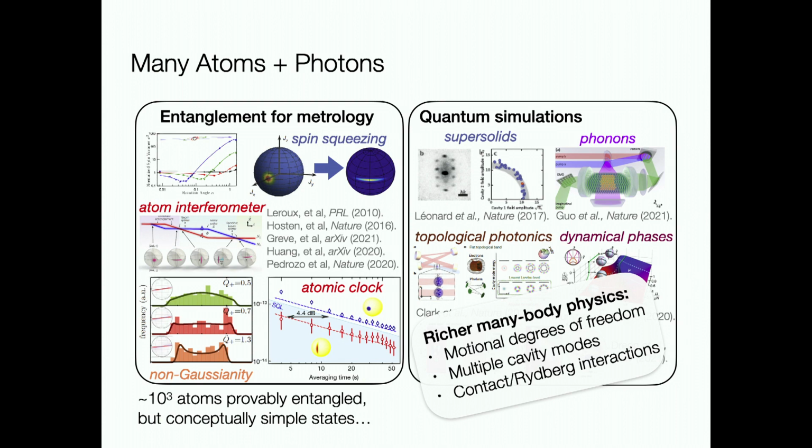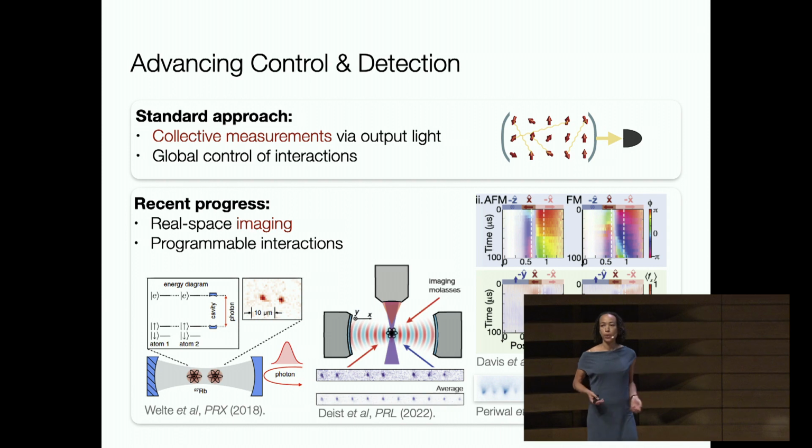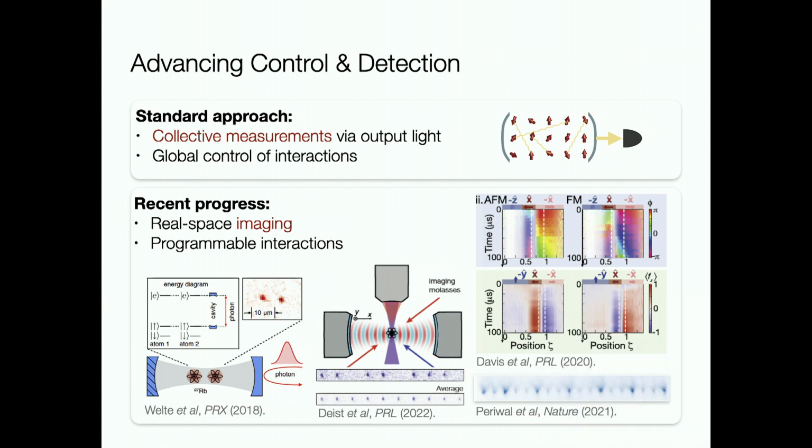Now, one thing that's common to almost all of the examples I've put on this slide is that typically one probes these systems via collective observables. For example, the light leaking out of the cavity can be a powerful way of probing the system. But there's a new direction that's pursued in my and a few other groups, where we're augmenting that with real space imaging to directly observe and image the dynamics inside the cavity.